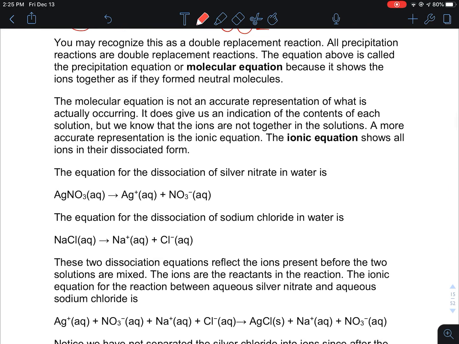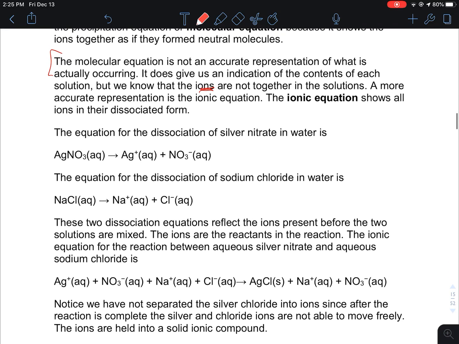So one way of thinking about this is this little statement here. The molecular equation is not an accurate representation of what is actually occurring. It does not give us an indication of the contents of each solution, or it does give us the contents of each solution, but we do not know which ions are going together. So this is where a net ionic equation could be valuable.